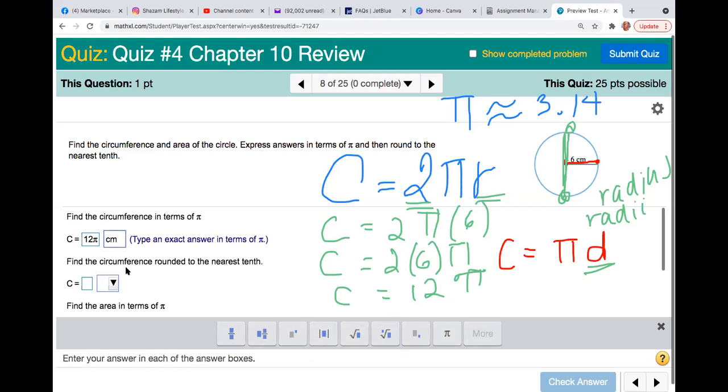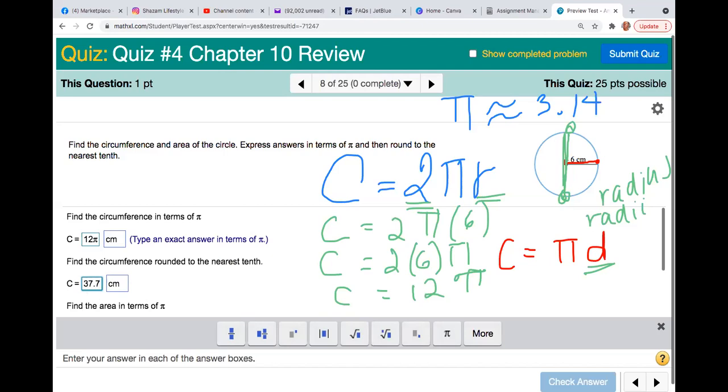Now, because they want the answer rounded, we're going to grab our calculators now. And on the calculator, we're going to type in 12 times 3.14 to get the answer, guys, as an approximation. Now, be careful with this. They want us to round it here to the nearest tenth. So when you round it to the nearest tenth, by the way, it's still centimeters. Okay, when you round it to the nearest tenth, it's going to be 37.7 for mine, okay? That's mine. I'm pausing here just in case you guys have a question.